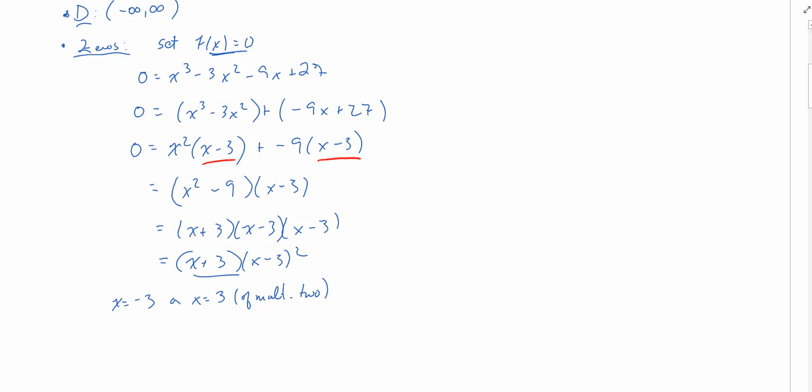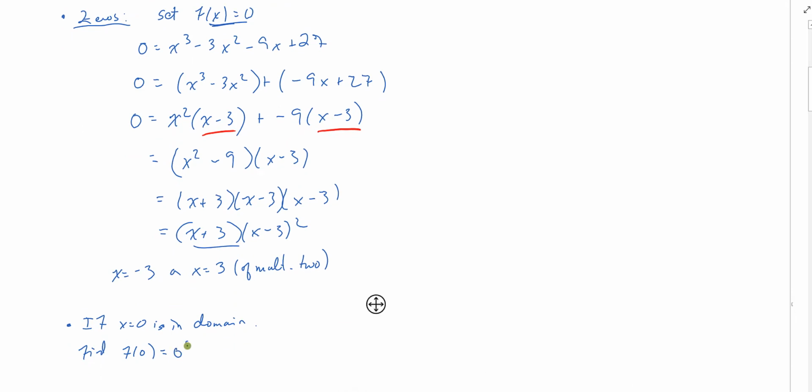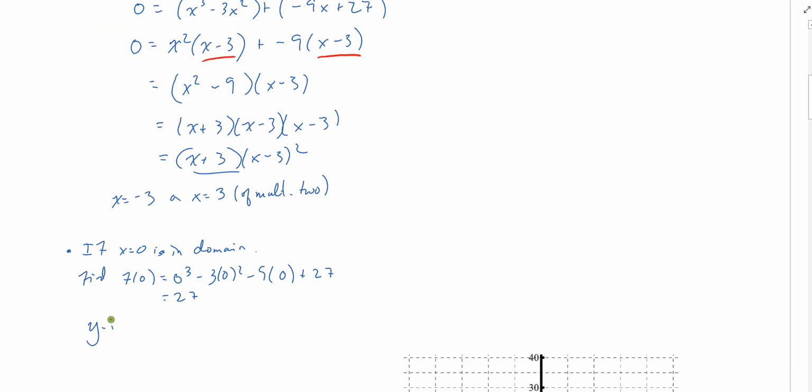So now that we've found the zeros of this function, the next thing I recommend finding in this order is the y-intercept. To find the y-intercept, if x equals 0 is in the domain, which it is in our case, but not in all functions, find f of 0. So if we plug in a 0 into this polynomial, we'd have 0 cubed minus 3 times 0 squared minus 9 times 0. You probably already know what the answer is. We get 27 out. So the next step is the y-intercept. The y-intercept for this function is the ordered pair 0, 27.